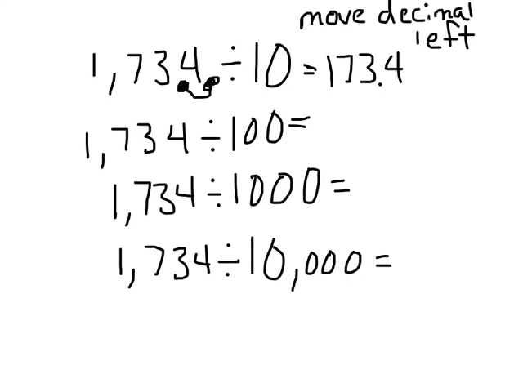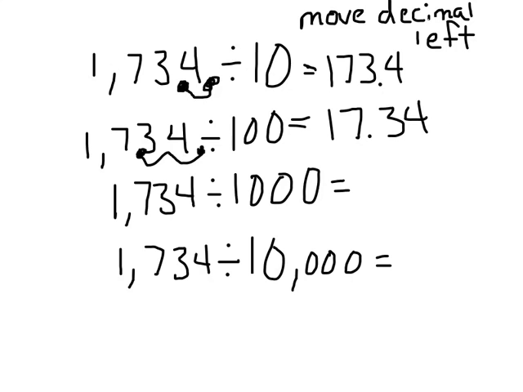Let's try another. To divide by 100, how many times would I need to move the decimal to the left? Well, 100 is 10 to the second power, so I would need to decrease 2 places. So I'd need to move my decimal once, twice. 1,734 divided by 100 is 17 and 34 hundredths.